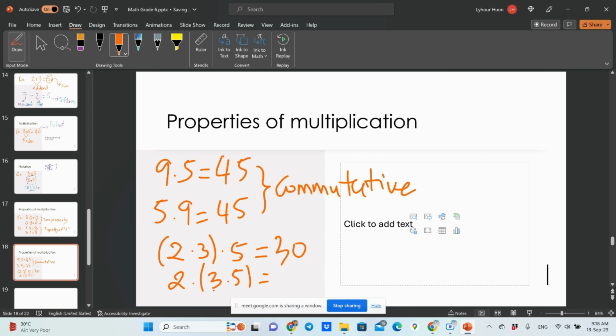Now, 3 times 5 is 15. 15 times 2 is 30. So the same result. Both are the same result. So this is called associative.